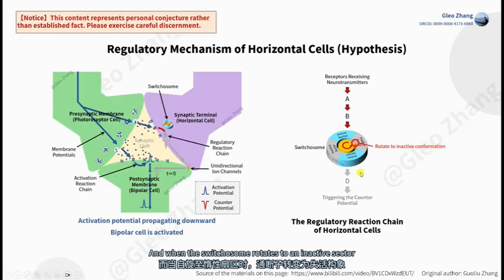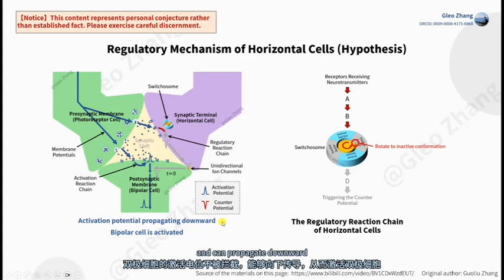And when the switchosome rotates to an inactive sector, it transitions to an inactive conformation. At this point, the regulatory reaction chain in the horizontal cell terminal is arrested, rendering it unable to trigger counterpotentials. Consequently, the activation potential of the bipolar cell pulses unimpeded and can propagate downward, thereby activating the bipolar cell.